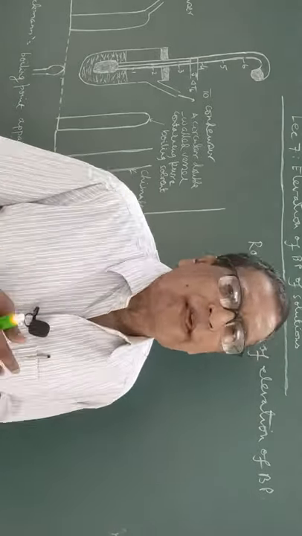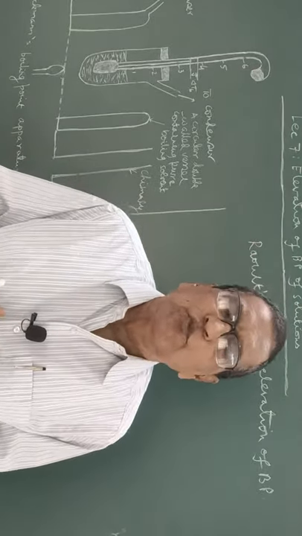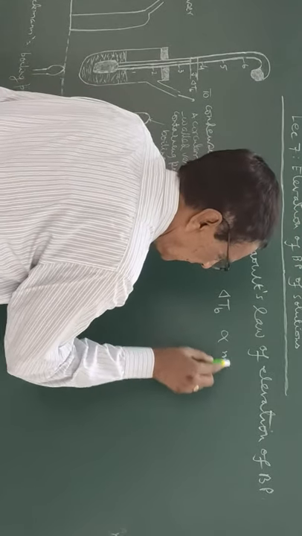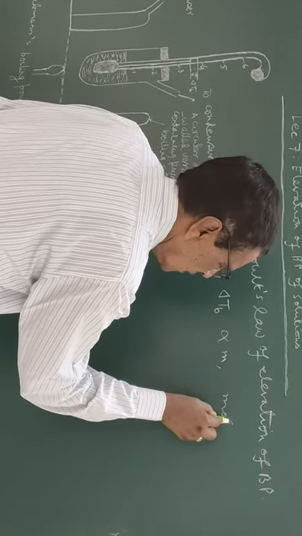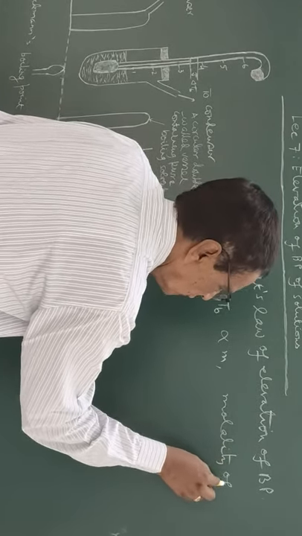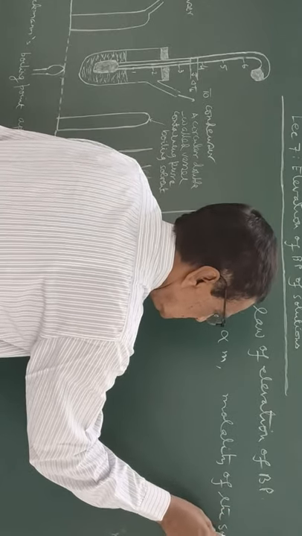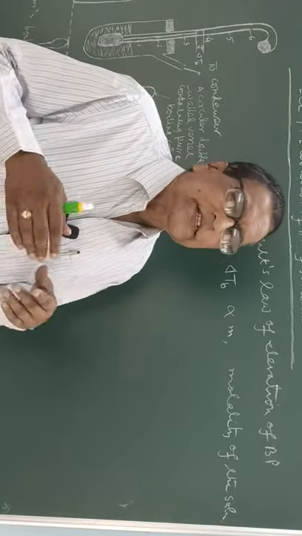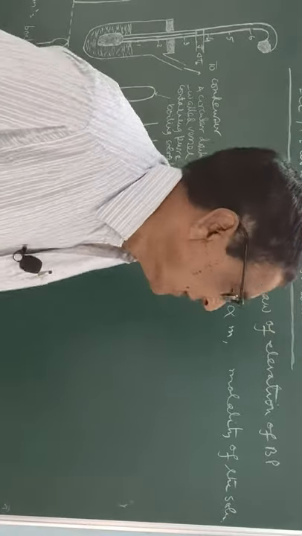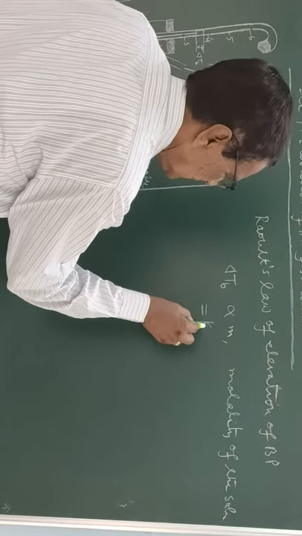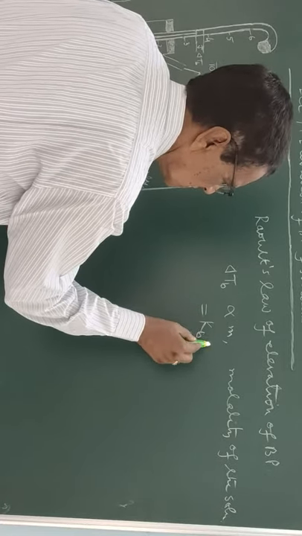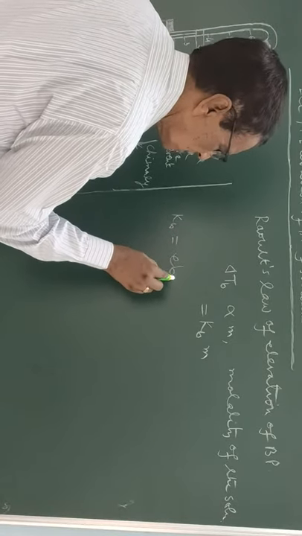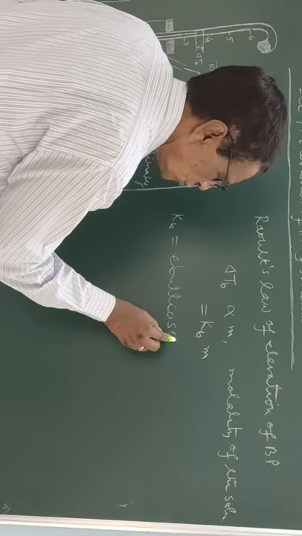So we can use the mole fraction of the solute, or we can use the molality. Raoult used the molality, and it is found to be proportional to N, where N is the molality of the solution. N molal solution means N moles of the solute dissolved per kg of the solvent. Introducing a proportionality constant, delta TB equals Kb into N. This Kb is called the ebullioscopic constant.